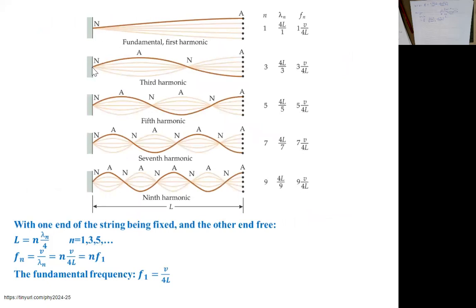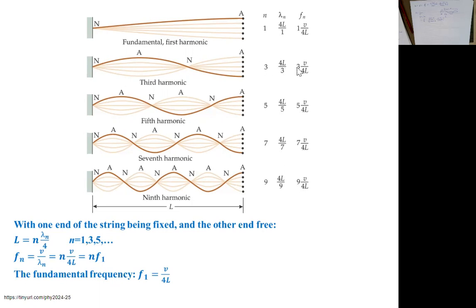If this end is the node, the fixed point, the other end can be the anti-node. So you can have a configuration like this: an anti-node here, a node here, and then an anti-node here. In this case, this is half of a wavelength, but it's equal to 2/3 of the whole string. So the wavelength would be 4/3 of the whole string.